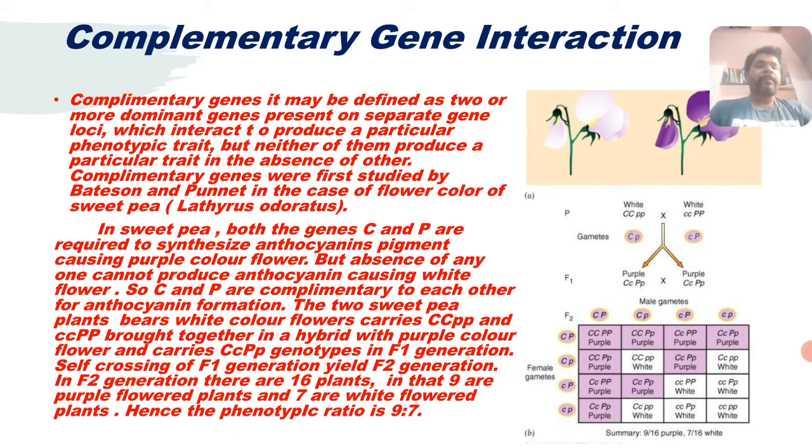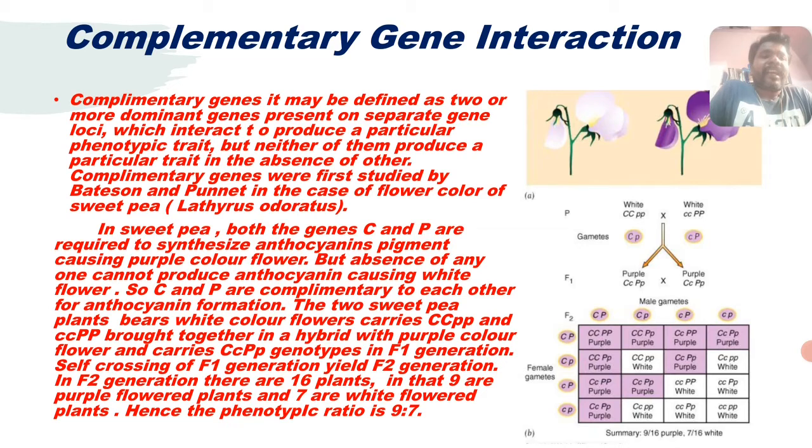A cross between two parents, both white-flowered but with different genotypes: one is capital CC small pp, and the other white-flowered plant is small cc capital PP. When they are brought together in a hybrid, they yield the F1 generation, which carries the genotype capital C, small c, capital P, small p. Remember, capital C, small c, capital P, small p. This is the F1 generation.